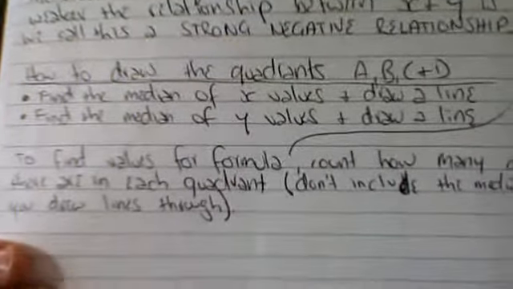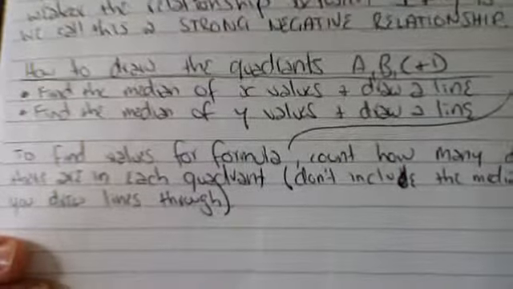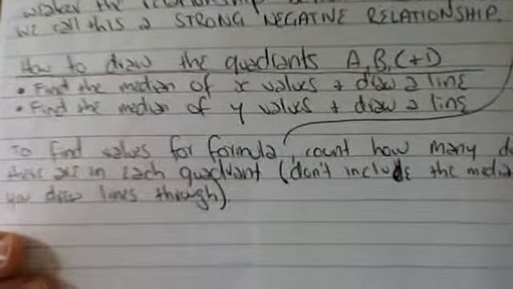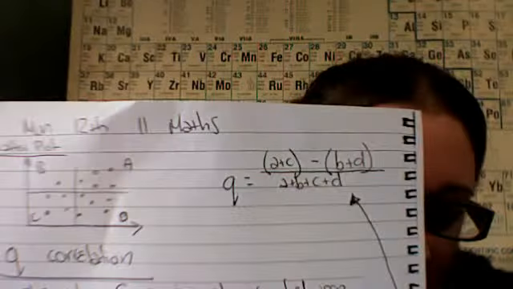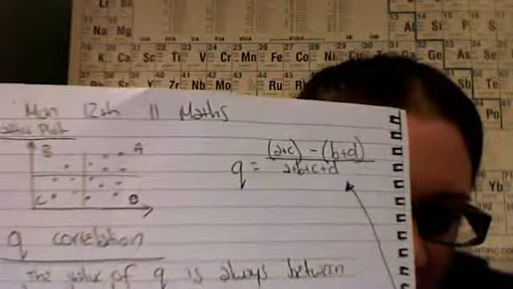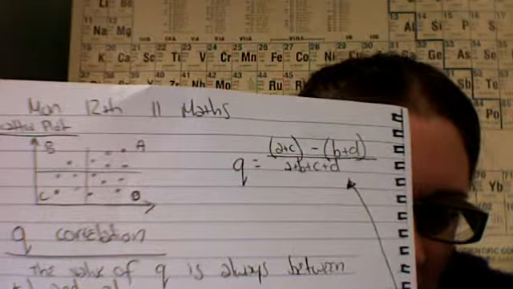Use that dot, draw a line right through the dot. For this type of thing, you'll need a ruler. That makes it much more accurate. Then you need to find the median, the exact middle of the y values, and draw a line straight through that. That is how you get your two lines. It ends up looking like it does up the top, with your four quadrants. Then you'll know how many dots you've got in each.